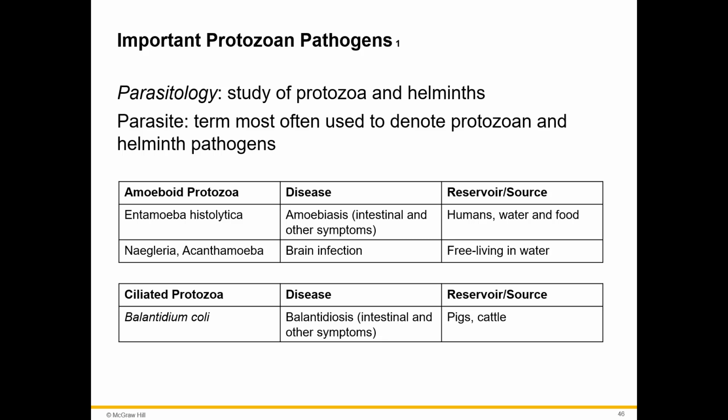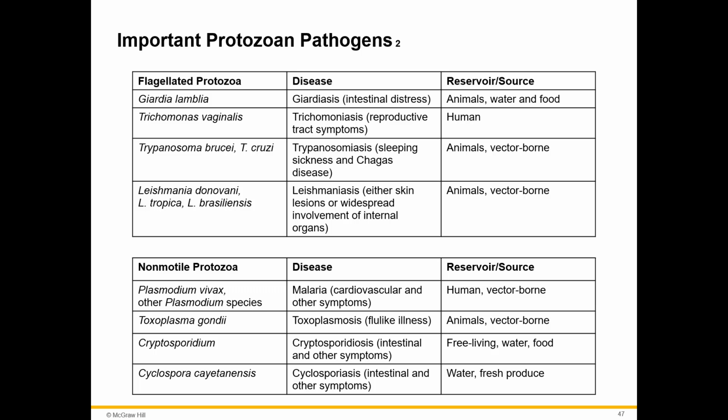Ciliated would be Balantidium coli. Flagellated include Giardia lamblia, Trichomonas vaginalis, Trypanosoma brucei and cruzi. Leishmania, a bunch of different types of Leishmania exist. And then the non-motile apicomplexans include Plasmodium vivax, Plasmodium falciparum, Plasmodium ovale, Plasmodium malariae, and there's a bunch of other Plasmodium species that cause malaria. Toxoplasma gondii, Cryptosporidium, and Cyclospora are also pretty common.